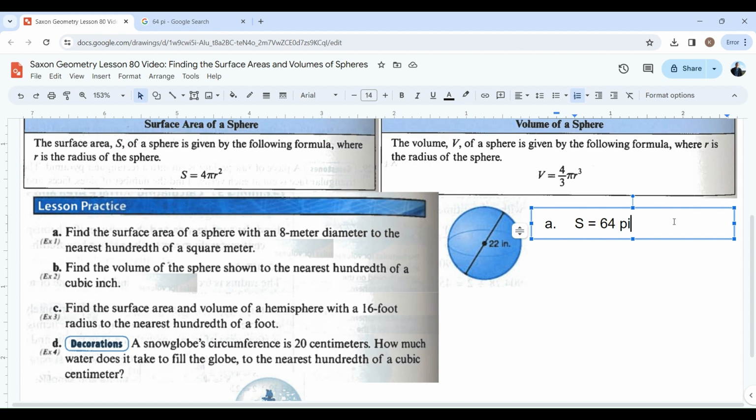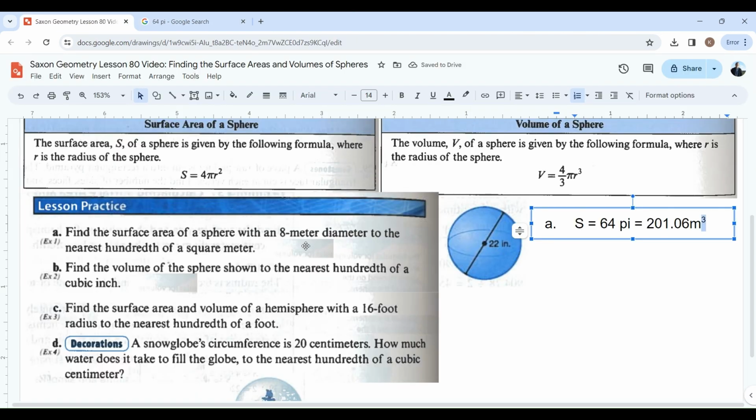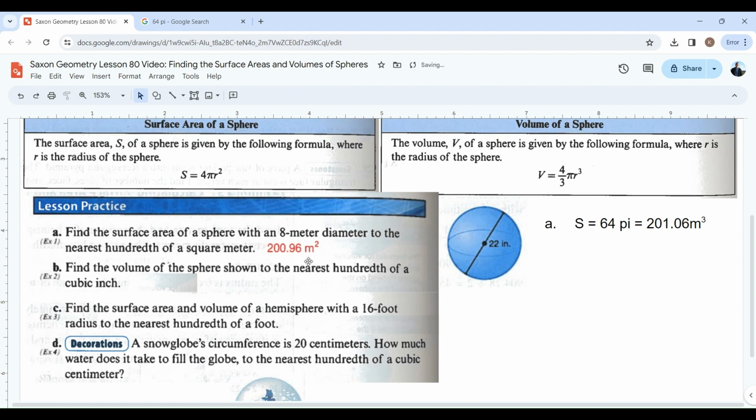Okay, so let's see, it was 201.06. Let's see how good my memory is. I think I already forgot what the correct answer was. That's going to be in meters squared. Let me just double check. 201.06. Yes. Okay, and let me just double check that we got the same answer as in the book. Now, I wonder what they did differently. We're really close. We're only off by a tiny amount.